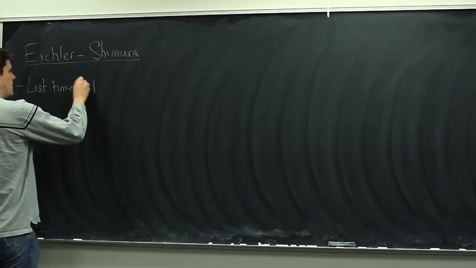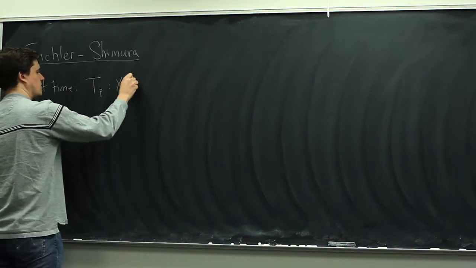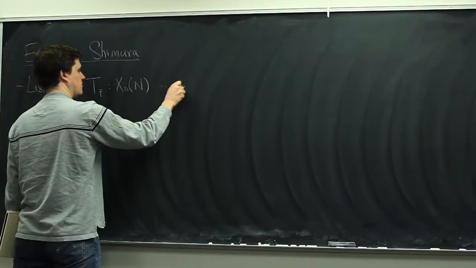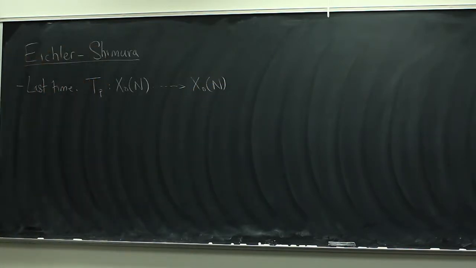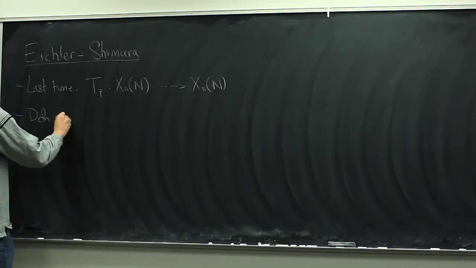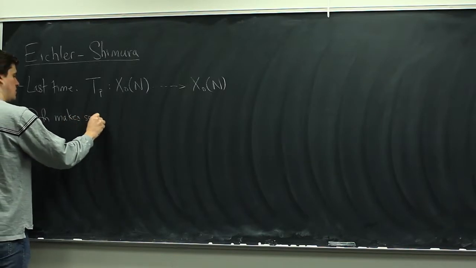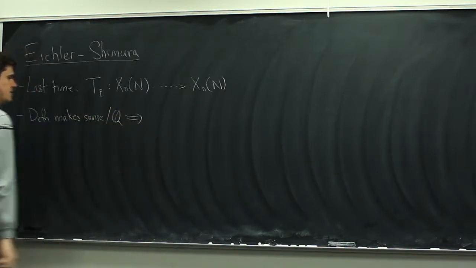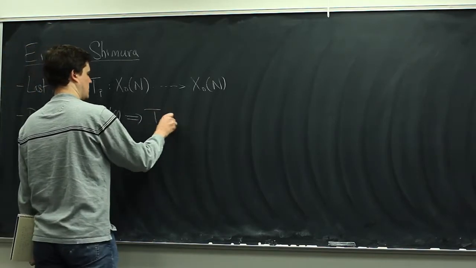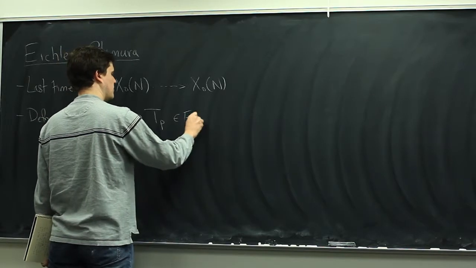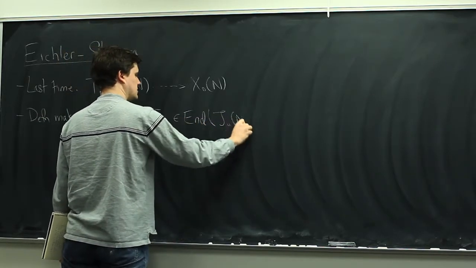So T_p was a correspondence from the modular curve X_0(N) to itself. And we only did this over the complex numbers, but the same definition works over the rational numbers. I'll review it later today. So the definition makes sense over Q. And that implies that this correspondence of the curves induces an endomorphism of the Jacobians. So you get the endomorphism of J_0(N) over the rational numbers.